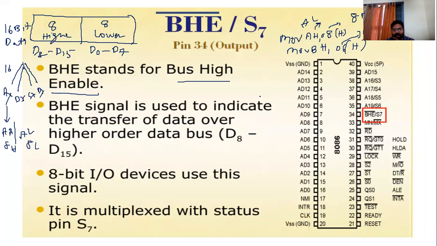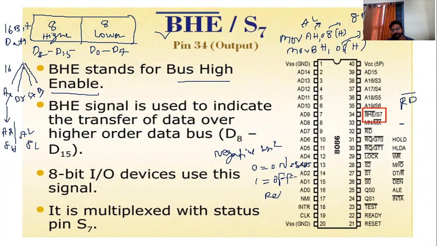Okay, you understand that. Whenever a pin or signal is represented with a bar, for example RD bar or the signal BHE bar, that bar indicates negative logic. What is negative logic? 0 is on, 1 is off. 0 is set, 1 is reset.